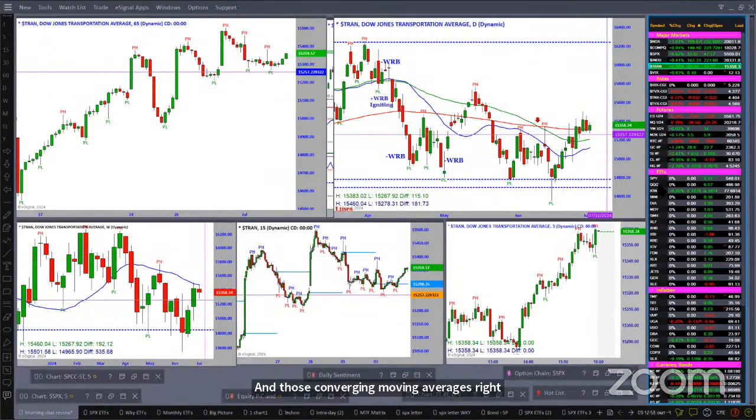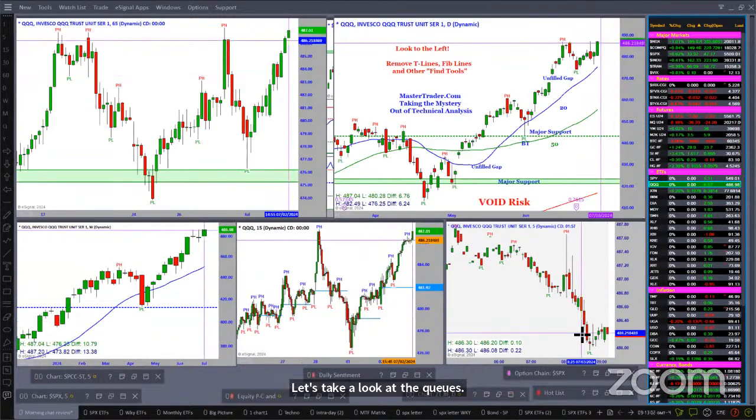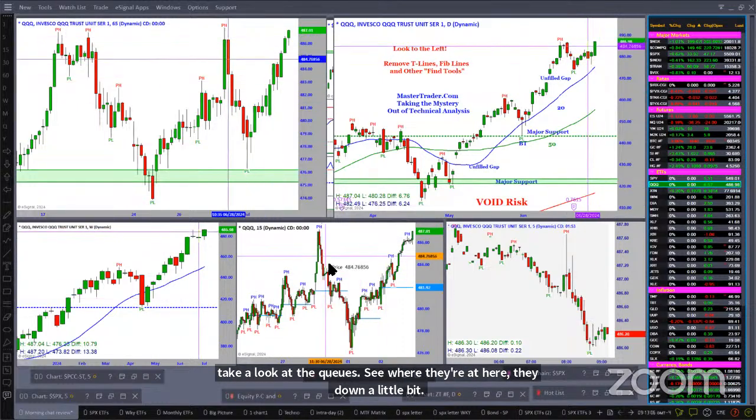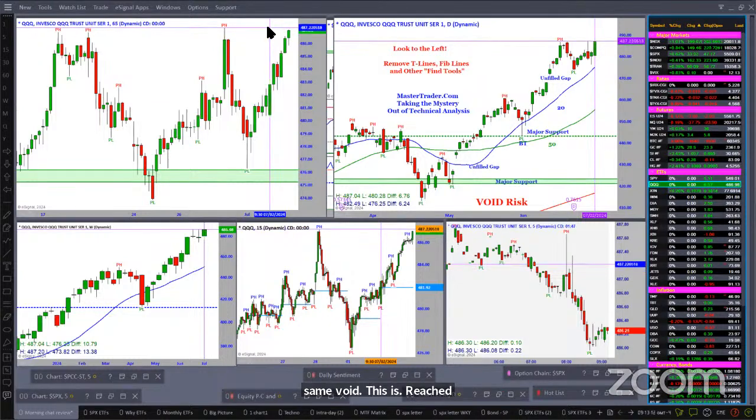Let's take a look at the Qs. See where they're at here. They're down a little bit, still at the top of the wide range bar. You can see the same void. This has reached its destination up there at those pivots.